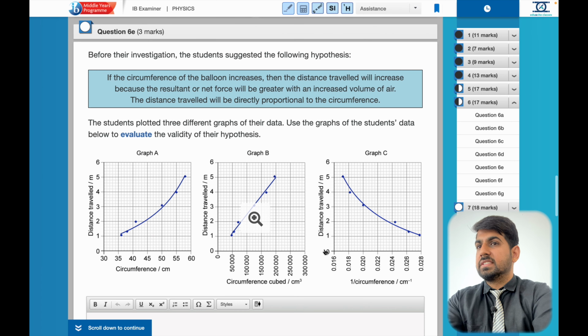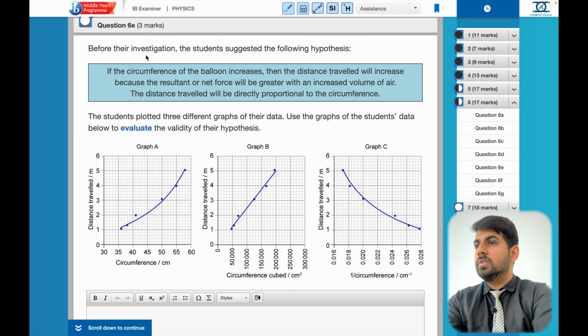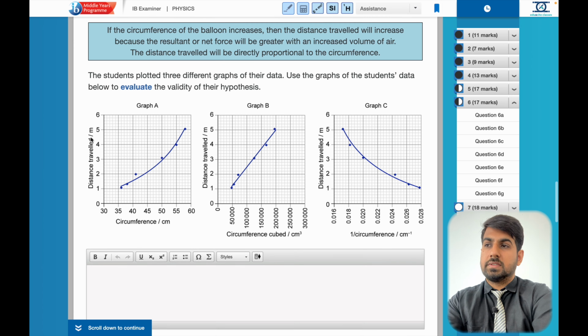Now 6E. Before their investigation, the students suggested the following hypothesis. If the circumference of the balloon increases, then the distance traveled will increase because the resultant or net force will be greater with an increased volume of air. The distance traveled will be directly proportional to the circumference. The students plotted three different graphs using the data. Use the graph of the student's data below to evaluate the validity of their hypothesis.